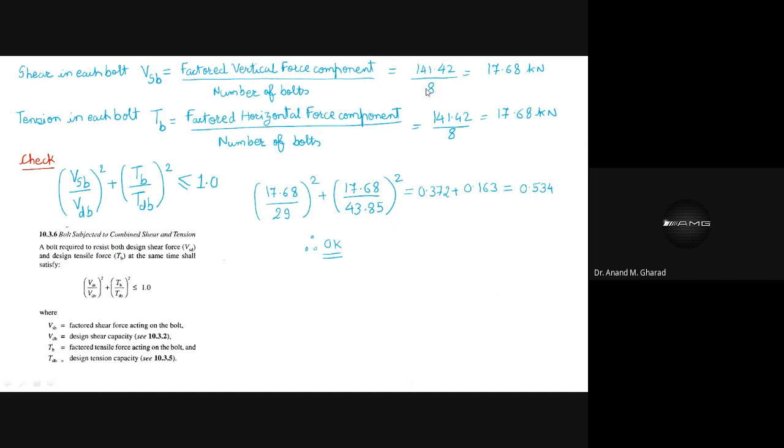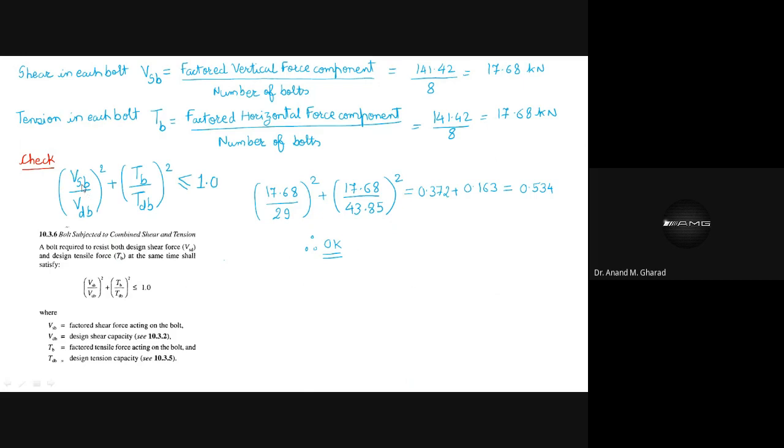So the total number of bolts is 8. We have also calculated the factored vertical force component at the earlier stage. Based on that, we will be calculating the total shear in each bolt. This comes out to be 17.68. Similarly, we calculate the total tension in each bolt. This will again be the same because the angle of inclination is 45 degrees. We are finding this in order to check the interaction formula.